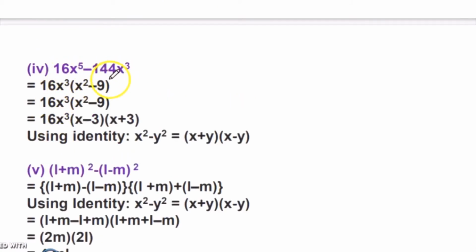Now in this term again 16x raised to the power of 5 minus 144x cube, you can take common factors. So that is when you factorize, you can take 16x cube common and within bracket you will get x square minus 9. So which can be written as x minus 3 into x plus 3. So this will be the factorization.